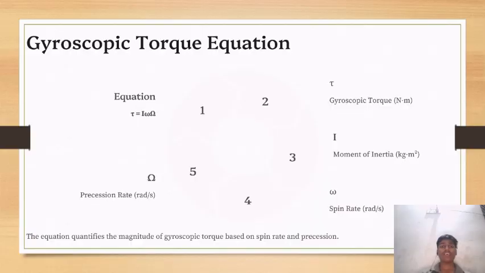Gyroscopic torque equation. In this, we can see the equation is torque equals I omega ohm. The torque, tau, is represented by gyroscopic torque. I is represented by moment of inertia. Omega is spin rate, and ohm is precession rate, which is in radian per second, and all other units are similarly given over here. The equation quantifies the magnitude of gyroscopic torque based on spin rate and precession. We can see the equation is directly proportional to the gyroscopic torque, spin rate, and precession.